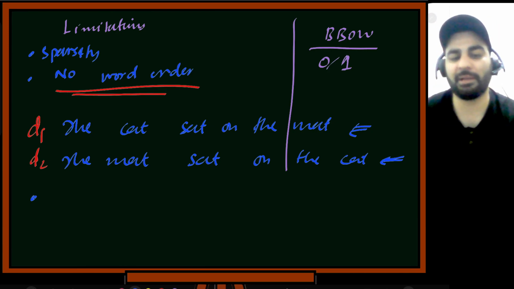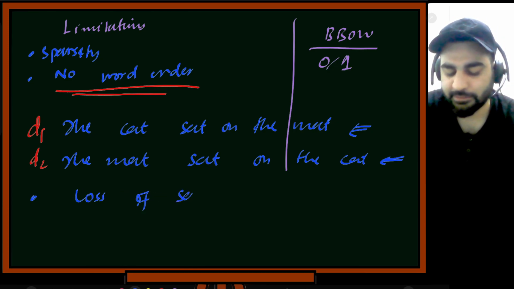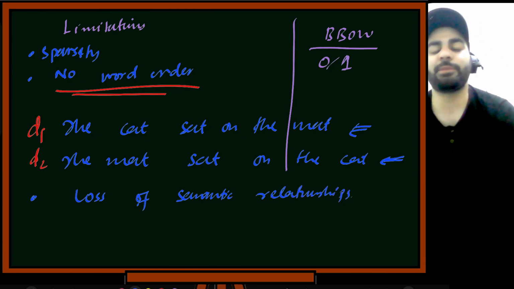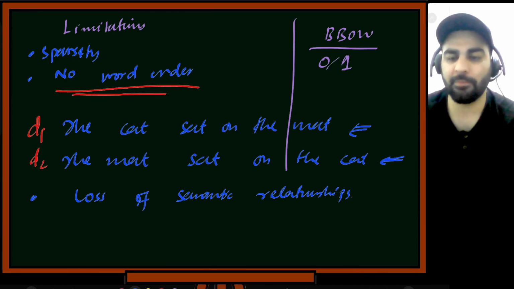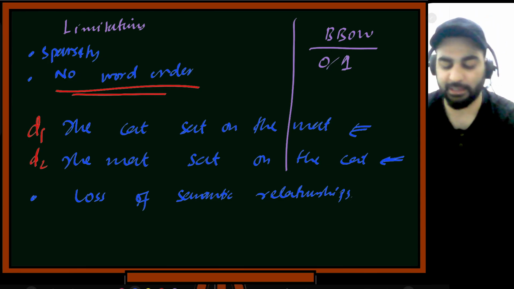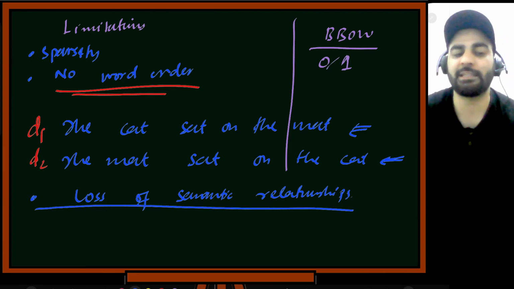What I mean by that is, I'll write it, loss of semantic relationships. So what's the meaning of this? Let's suppose I take car and automobile. They both mean the same thing, but they are separate entities, they'll be treated separately. So the semantic relationships are not taken care of in this bag of words.